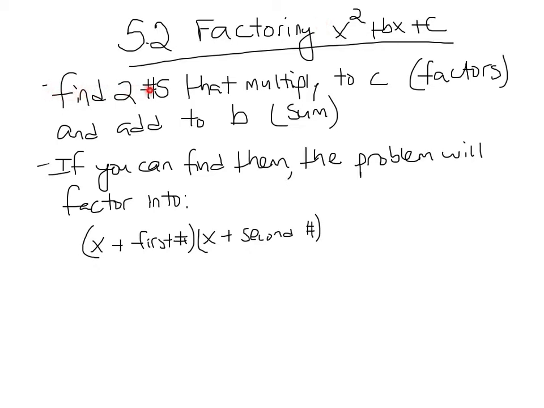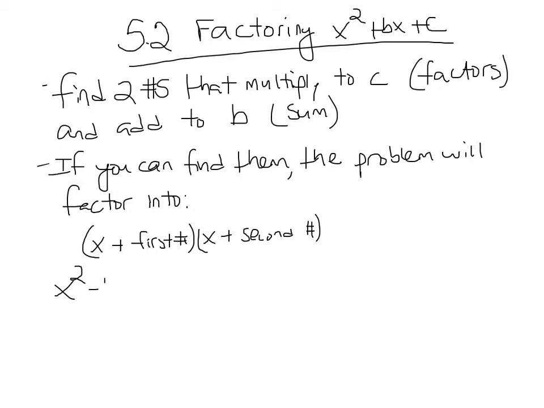And here are the rules. It says find two numbers that multiply to c, that's the constant term, we call those numbers the factors, and add up to b, we call those numbers the sum. So two numbers that will multiply together to give you c, and that will add together to give you b. If you can find the numbers, then the problem will factor into x plus the first number times x plus the second number.